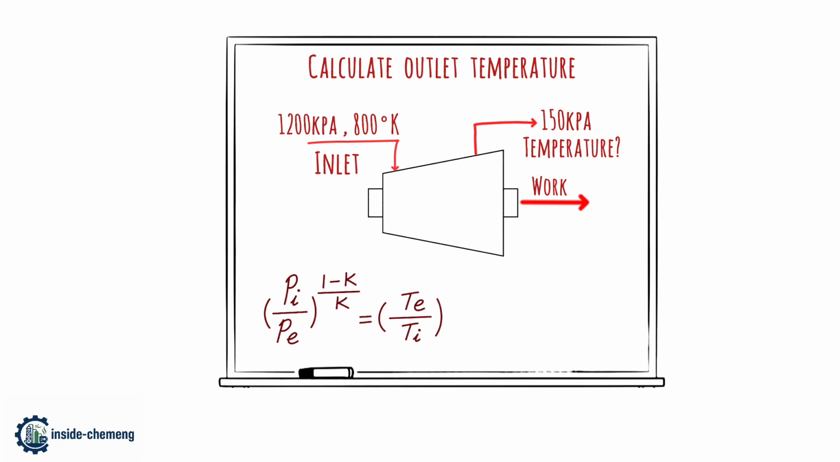In the exponent of that formula, there's a value K. That's the ratio of heat capacity at constant pressure to the heat capacity at constant volume. We can look these up in reference materials. Let's say for our specific process fluid, those values are 0.75 and 0.5. In that case, K would equal 1.5. Great. Now that we have the inlet pressure and temperature, the outlet pressure and the value of K, a quick calculation gives us an outlet temperature of 400 Kelvin.